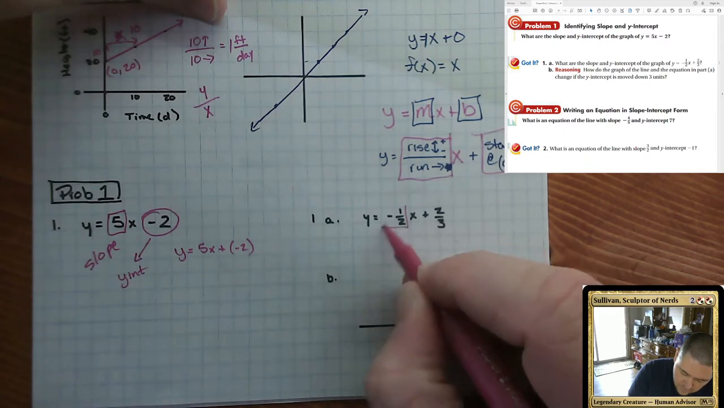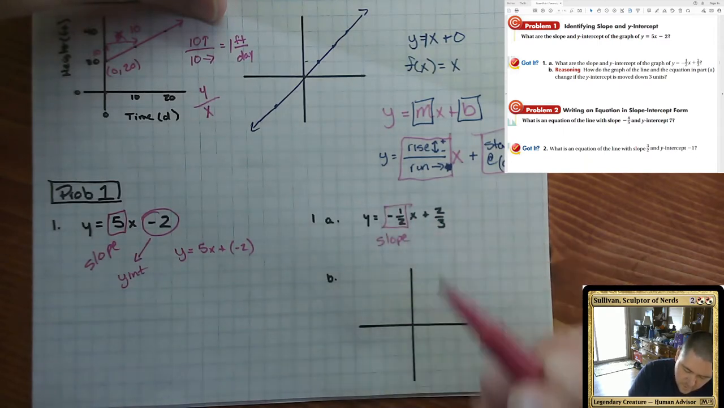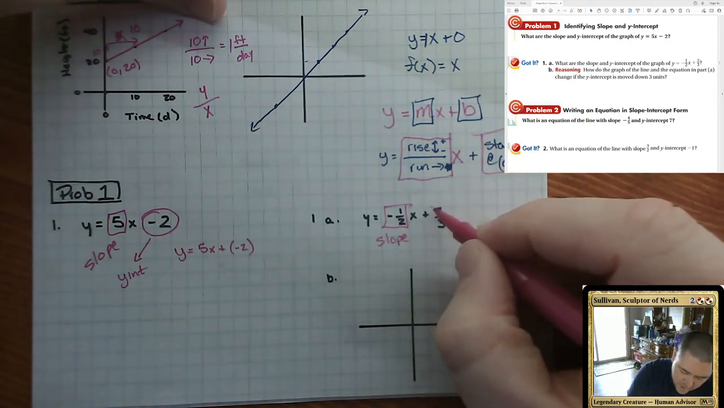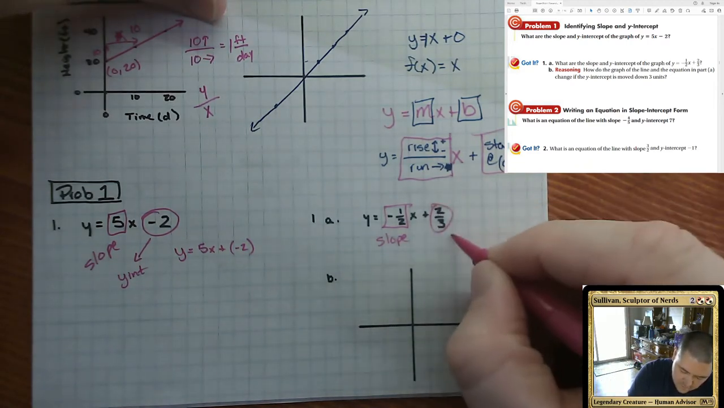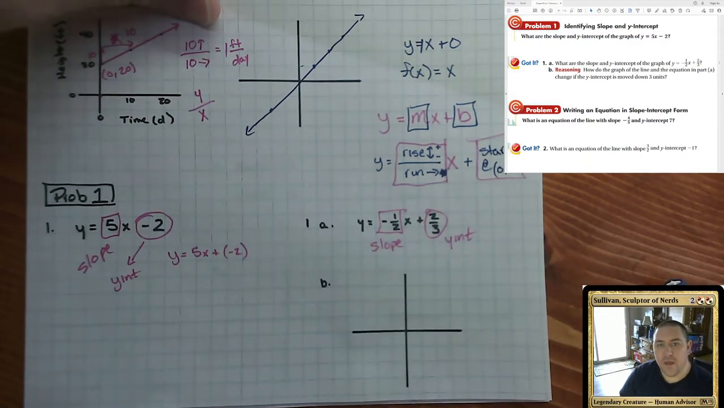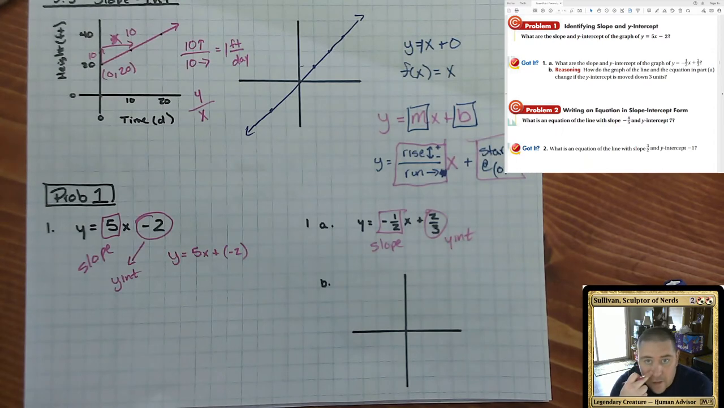My slope, nice and simple, negative 1/2. Means I'll go down 1, right 2. My y-intercept, because it does say plus, is 2/3. They ask how the graph of this line and the equation in part A change if the y-intercept is moved down 3 units.